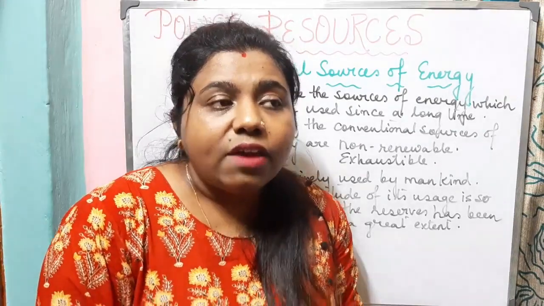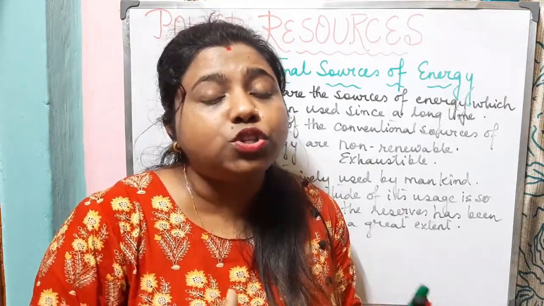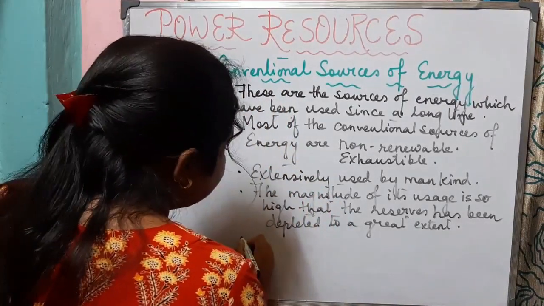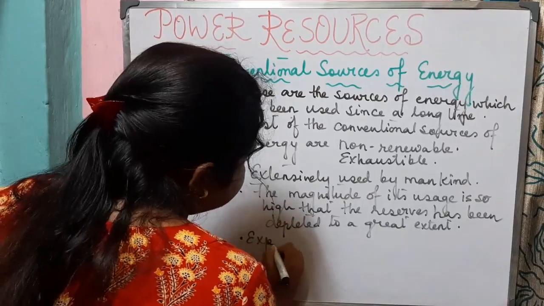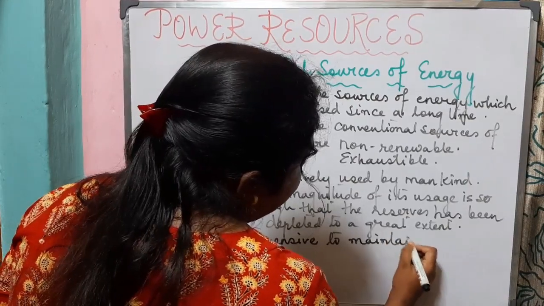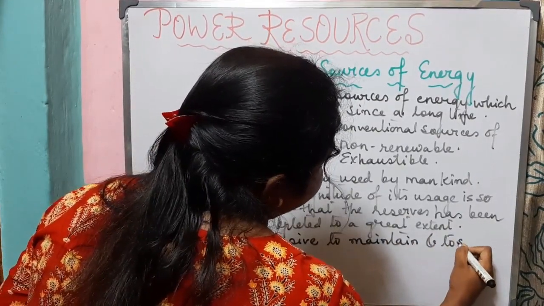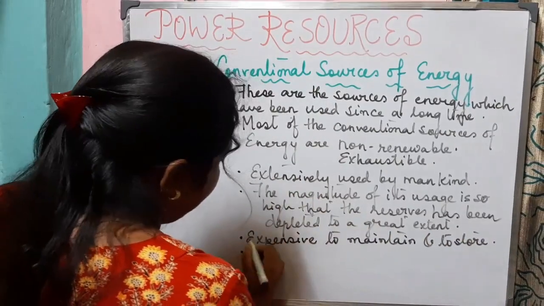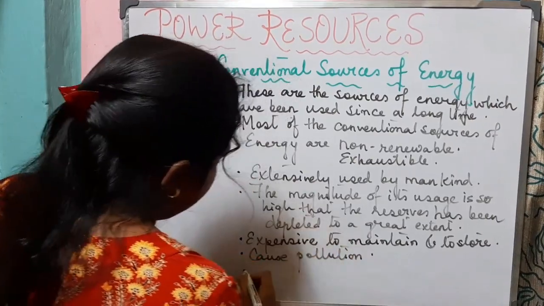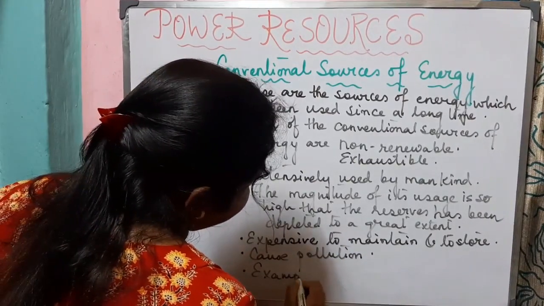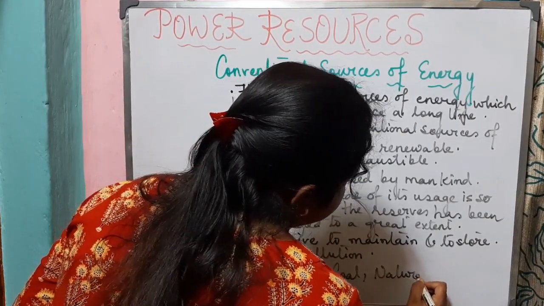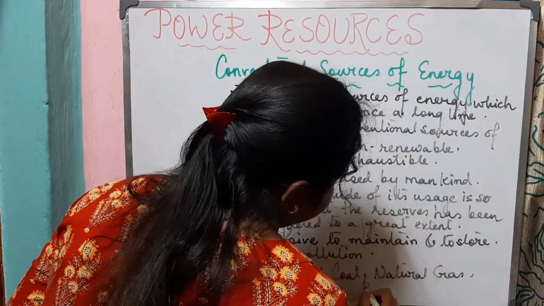So you can understand that there is a question of whether our future generation will get these power resources or not. These resources are expensive to maintain and to store. They cause pollution. Some examples of the conventional sources of energy are coal, natural gas, petroleum, etc.